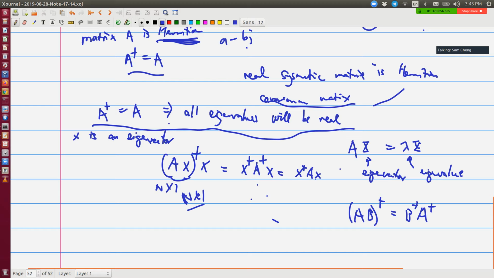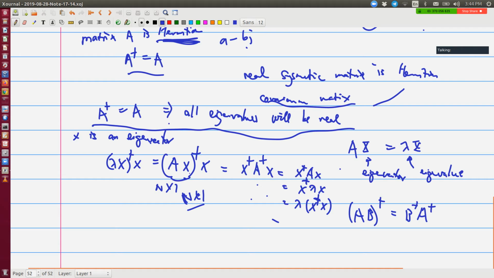And then I know x is an eigenvector of A, so it will be equal to lambda x times x Hermitian here. Lambda is just a constant, I can put it out. So I have lambda x Hermitian times x here. Now let's look at the other way. To start with, x is an eigenvector of A, so this is equal to lambda x Hermitian times x.